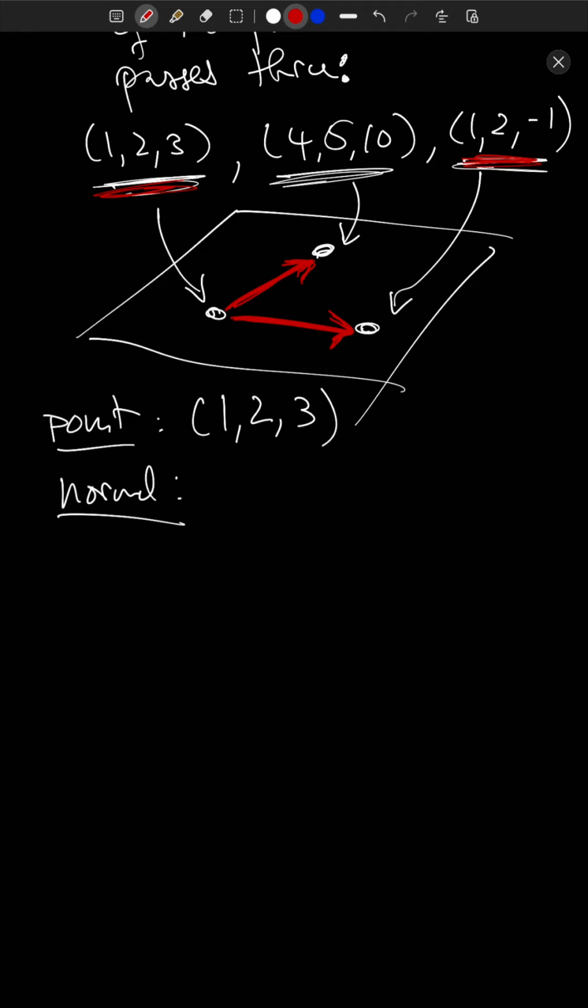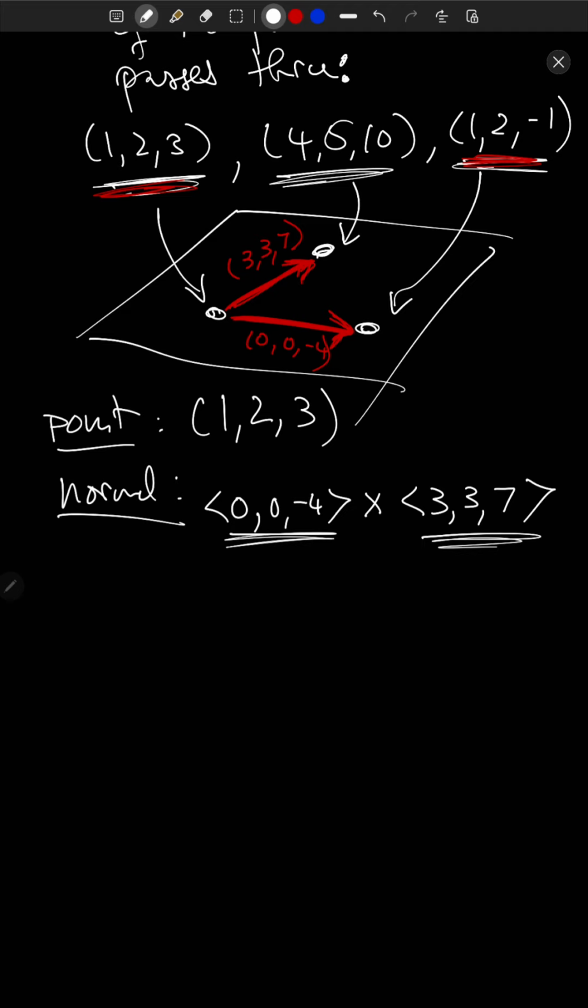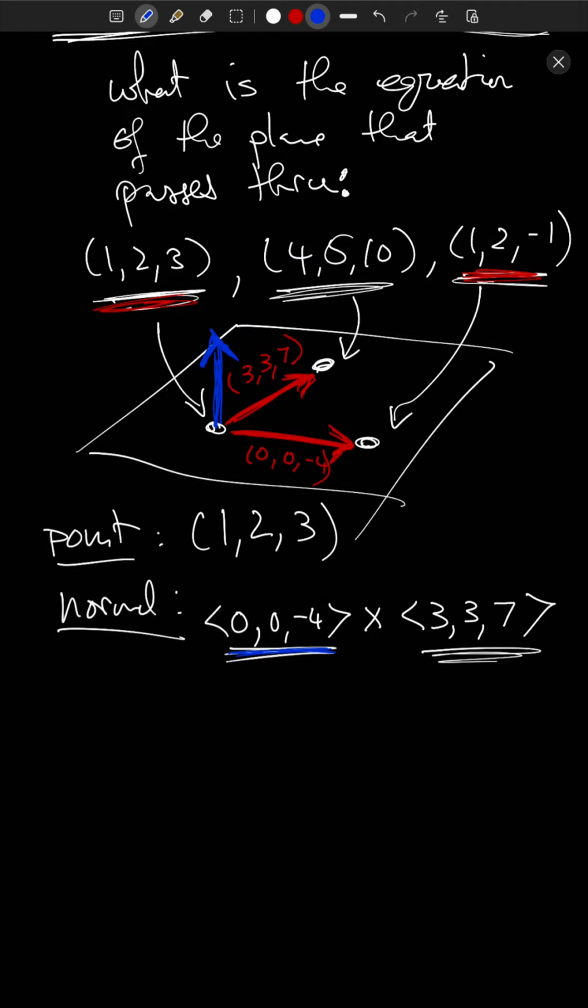How do we find a vector that's perpendicular to two other vectors? Cross product. So what I can do is take the cross product. Let me write these down. This is going to be 0, 0, minus 4, and this other one was 3, 3, 7. So one normal is 0, 0, minus 4 cross product 3, 3, 7. You just calculate that, and you've got the normal. Using the right-hand rule, I'm doing 0, 0, minus 4 first, so the right-hand rule tells me, in terms of the picture, the normal is going to point in this direction. Using these two bits of information, I can get the equation of my plane just using the formula above.